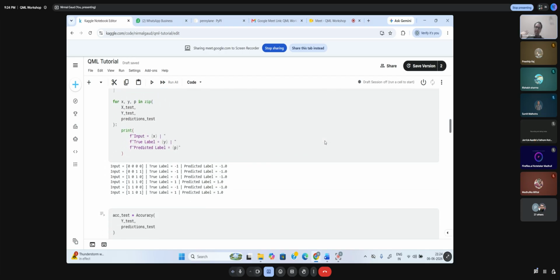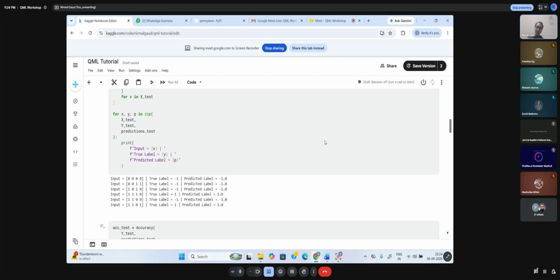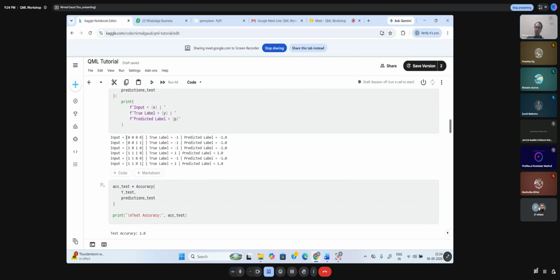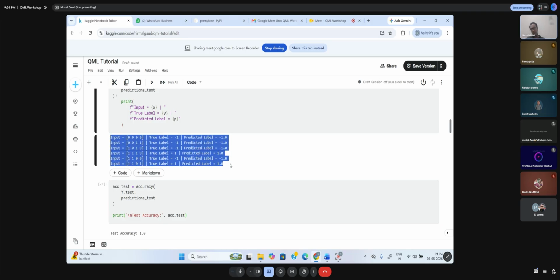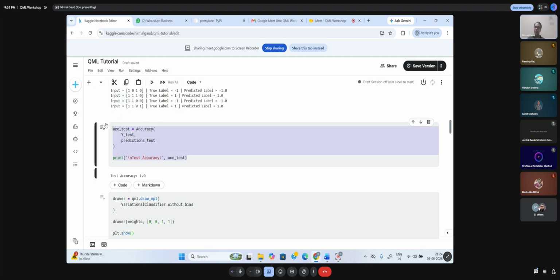All right, fine. And here I have displayed the predictions from my model. The input is 0, 0, 0, 0. The output should be -1. Model predicted -1, 100% correct. Input is 0, 0, 1, 1. True is -1. Prediction is -1, 100% correct. So all the results are 100% correct. My accuracy is 100% for the quantum model that I need.